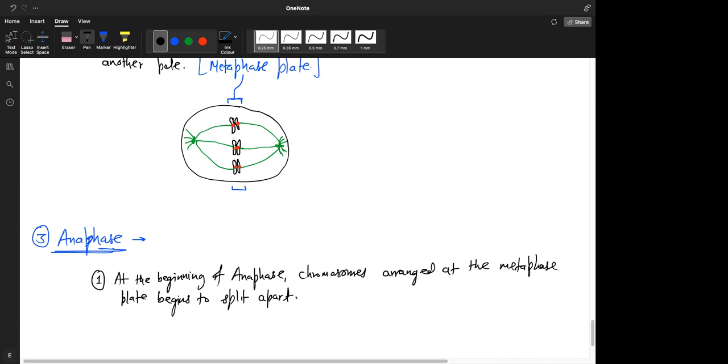Begins to split apart. And from here onwards, the moment they have split, we no longer call these chromatids sister chromatids. We call them daughter chromatids. Okay. Do you understand, everyone? So this is the thing that you have to remember.